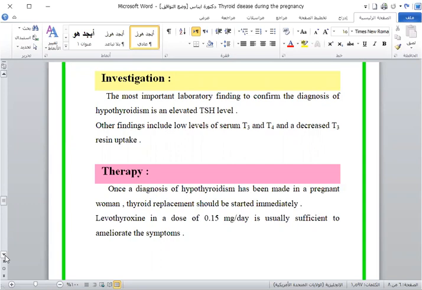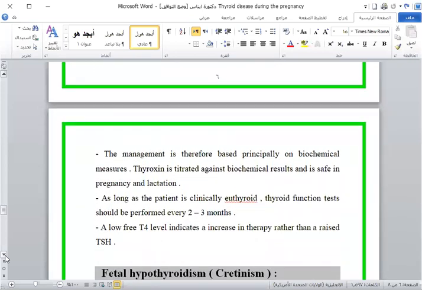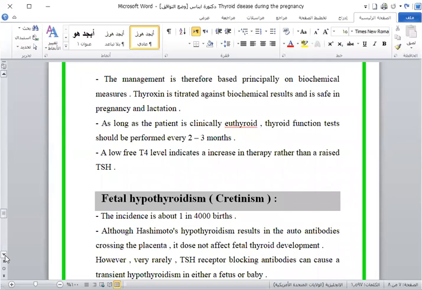What about therapy? Once the diagnosis of hypothyroidism has been made in a pregnant woman, thyroid replacement should be started immediately. ما نتأخر. لازم should start the levothyroxine in the dose of 0.15 milligram per day, which is usually sufficient. ويكون المانجمنت مالته اما increase the dose او decrease the dose according to the levels of the hormones. So the measure is based principally on the biochemical measure، مثل ما قلنا لازم يكون investigation هي اللي شخصت الحالة. Thyroxine is titrated against the biochemical result and is safe in pregnancy and lactation.